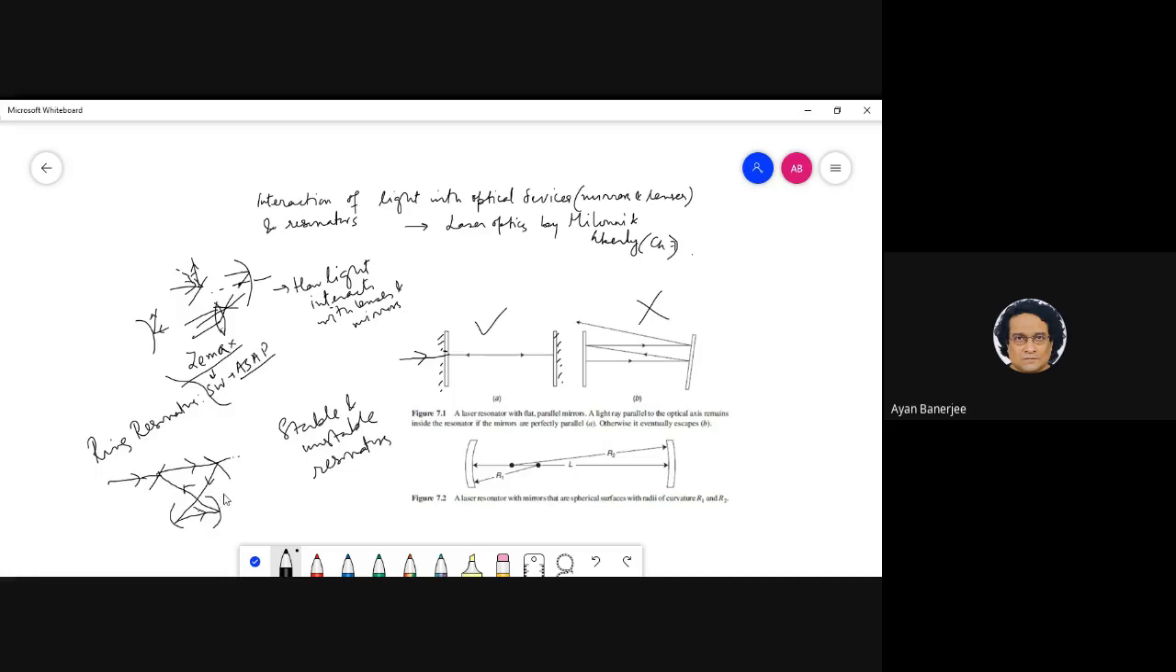So this is the basic aim of what we were going to discuss for the next few days. Essentially, what we are saying is that stability conditions for resonators can be found quantitatively. And this is the whole thing that we are going to learn in the next few classes.